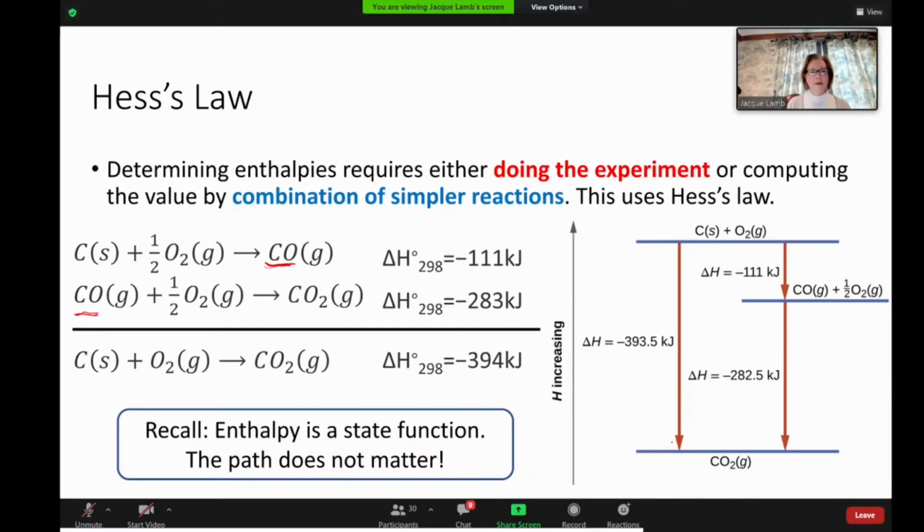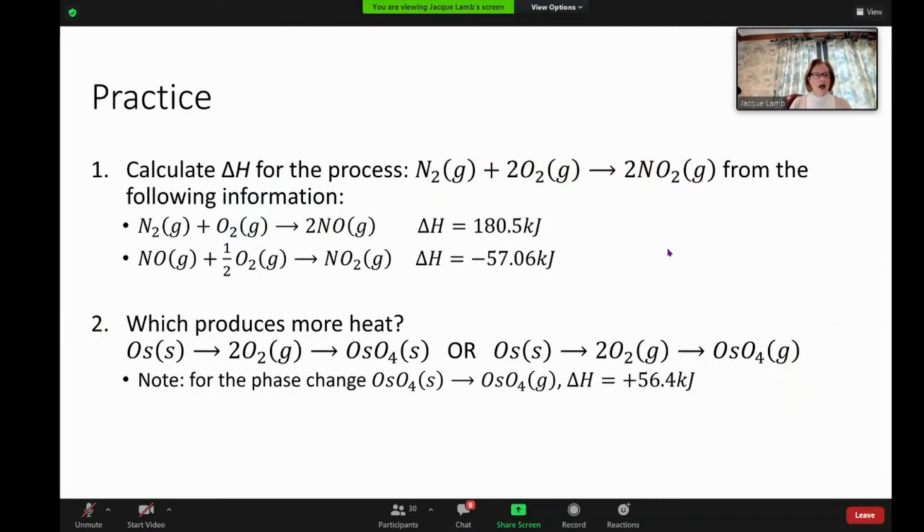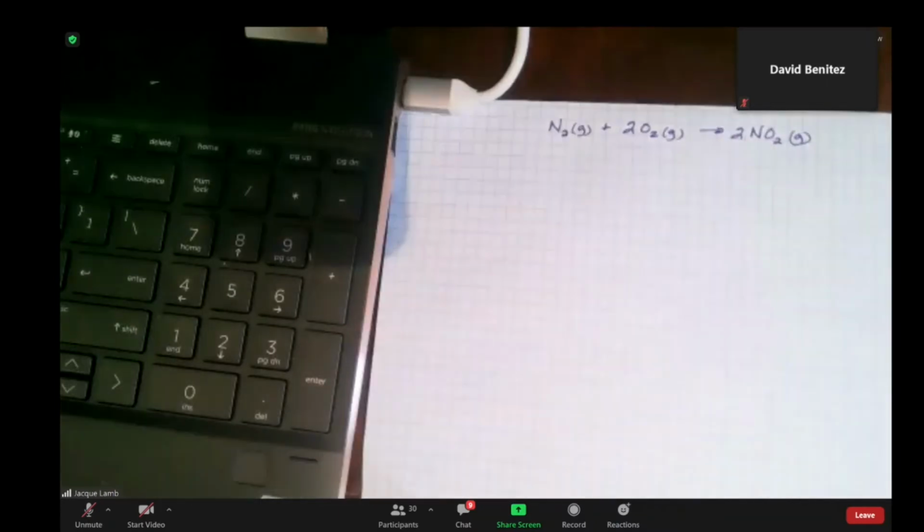I'm going to do an example of that. We're going to calculate the enthalpy change for the process of nitrogen gas plus oxygen forming NO2. We're going to use these two reactions as given in order to do that. So there is the reaction that we want, that we want to calculate the enthalpy change for. And we were given two reactions.